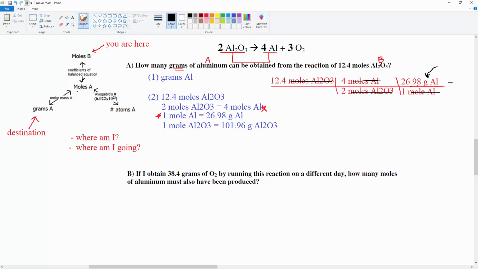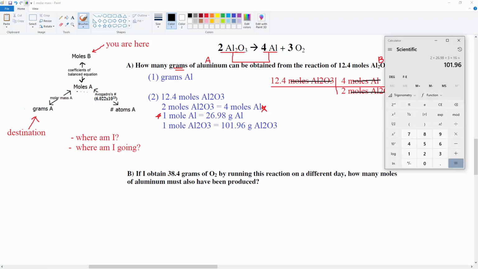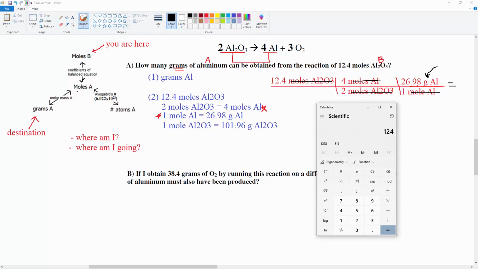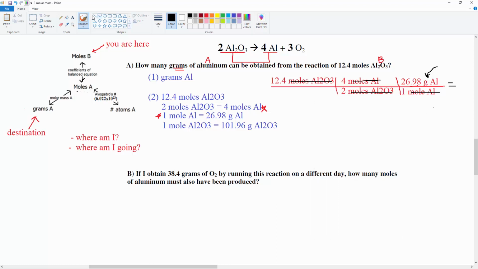And now I can just plug it in. So we're going to say 12.4 moles of aluminum oxide times 4 moles of aluminum in every 2 moles of Al2O3. Multiply that by 26.98 grams of aluminum in a mole, and I should get 669 grams of aluminum.